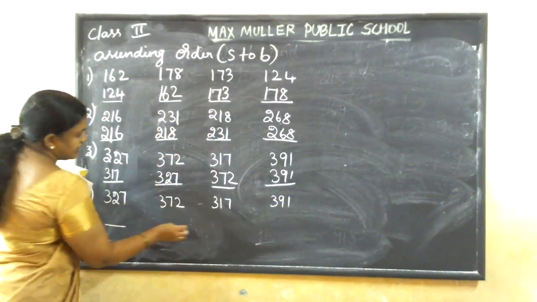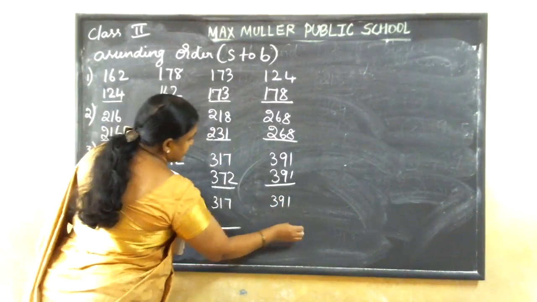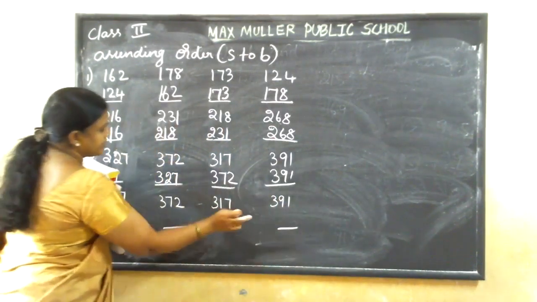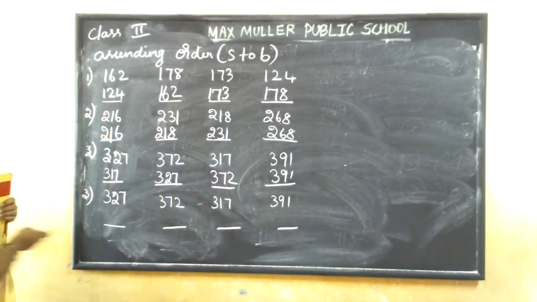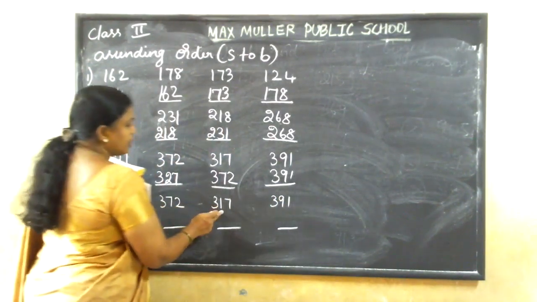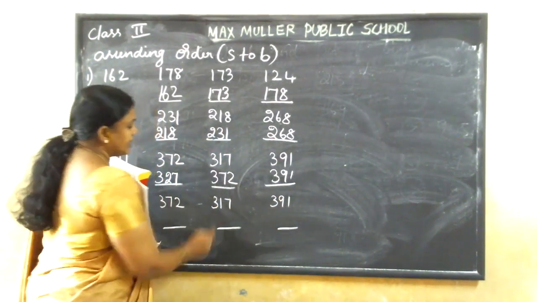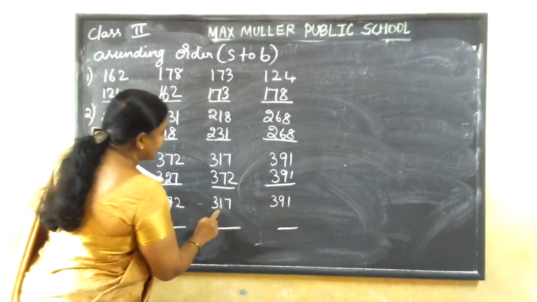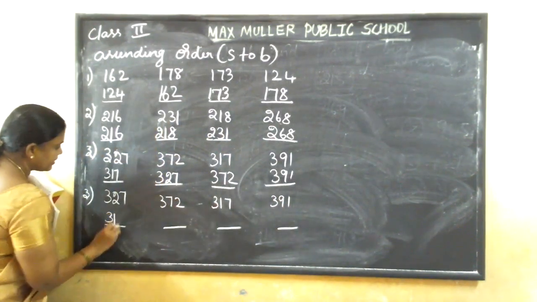You want to see in the hundreds place 3 is there. See the 3 is there. So you will go to tens number 2, 7, 1, 9. Which is small number here? 1 is the small number. So you will write 317.